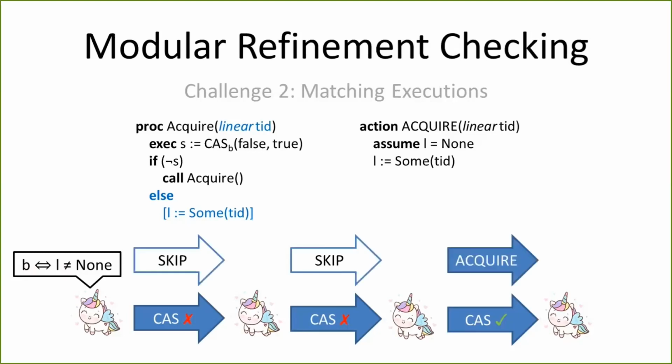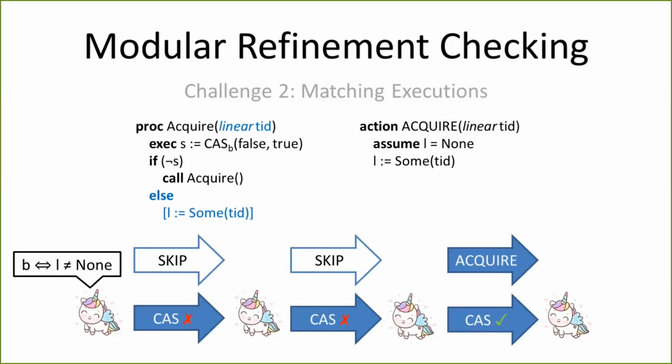With this invariant, we can now check that only the final compare and swap operation that sets the b variable from false to true also sets the abstract lock variable from none to some thread ID, and therefore performs the abstract acquire step, while all the other failed compare and swap operations are simulated by skip, meaning an atomic action that does not perform any visible side effects. Our paper provides all the technical details for modular refinement checking, in particular how to handle the recursive call to acquire.